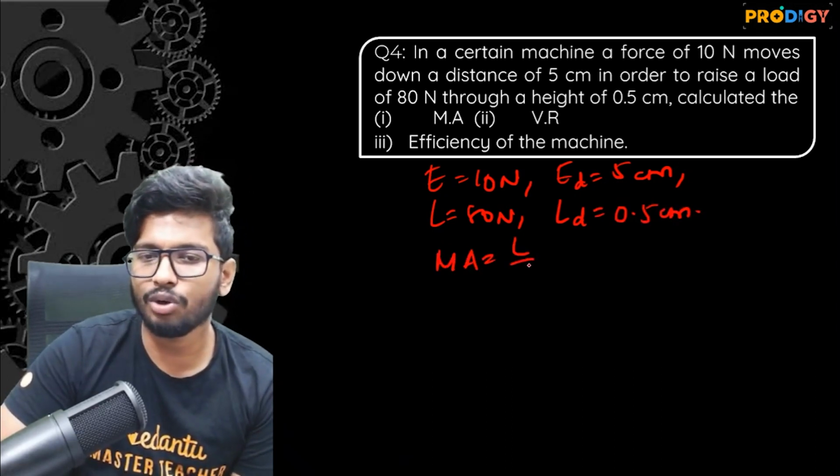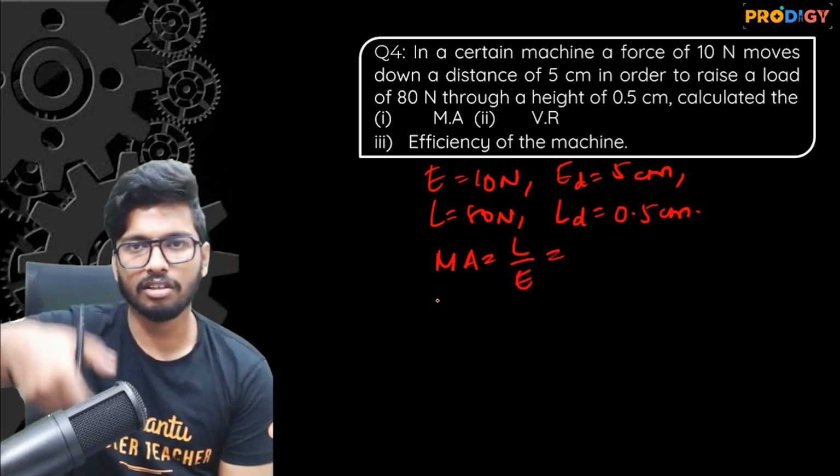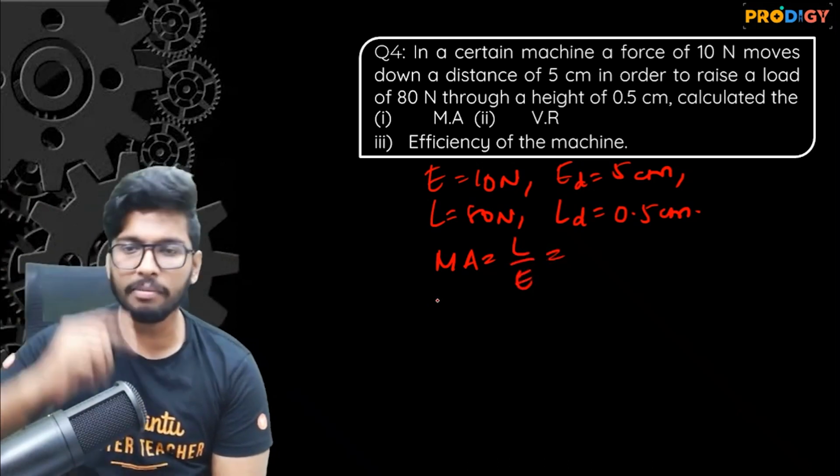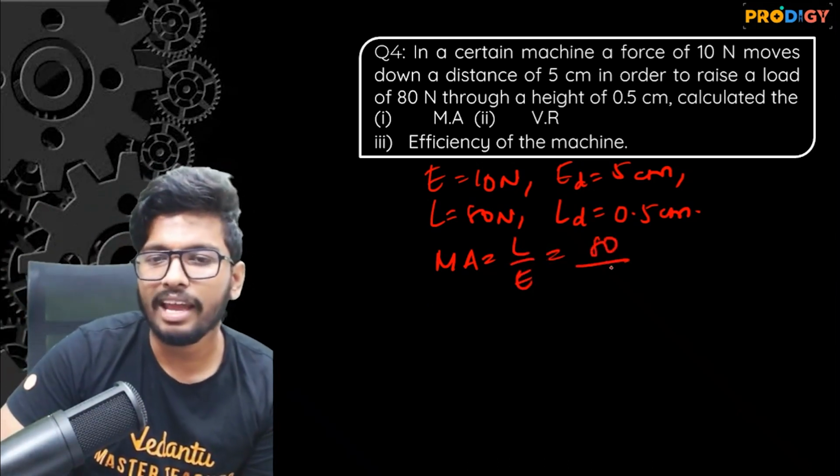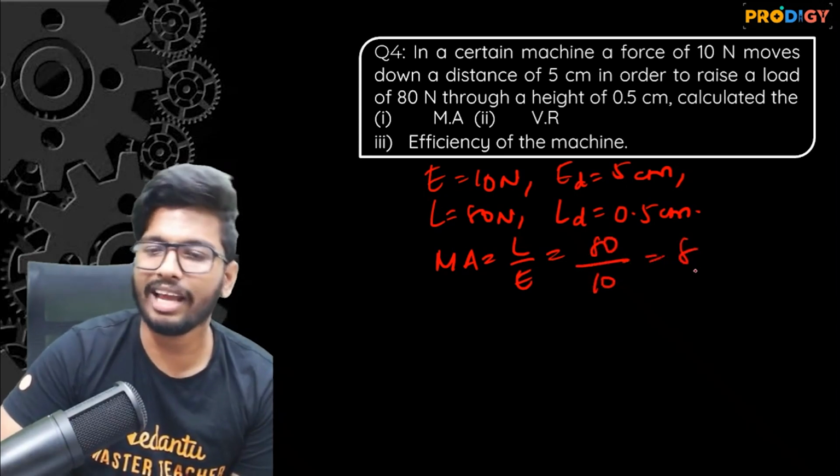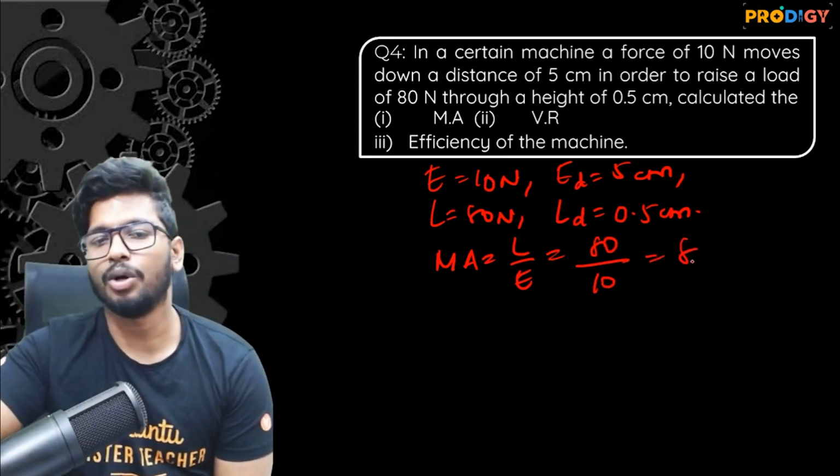Mechanical advantage is equal to load by effort, that is the output force by input force. Remember, output force is 80 Newton, input force is 10 Newton. So mechanical advantage is equal to 8.